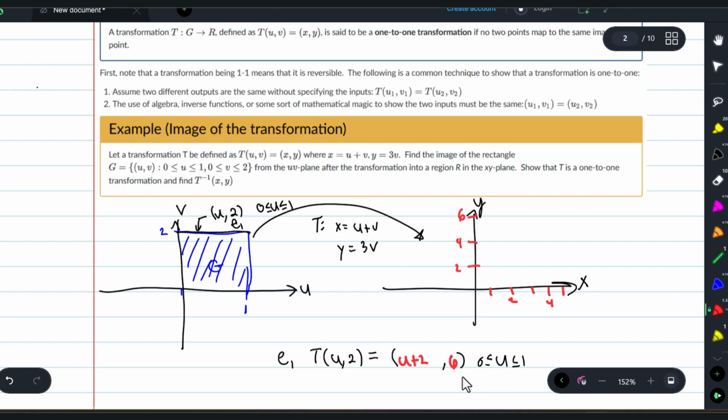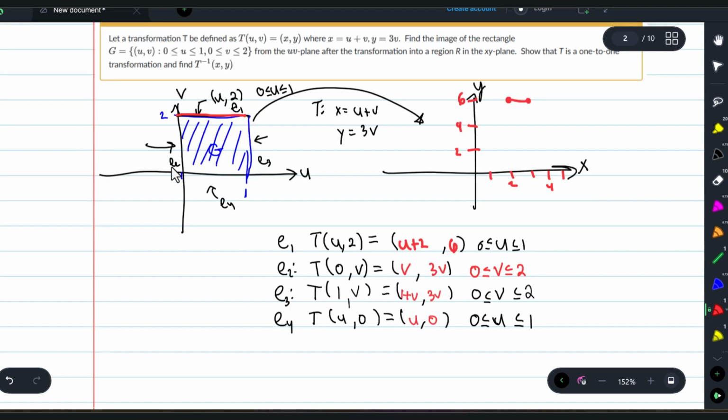I'm going to go ahead and plot when u equals 0. I have my starting point of the edge, which happens to be 2, 3. When u is equal to 1, I get my x coordinate is 3 and my y coordinate is still 6. As u goes from 0 to 1, I'm going to connect these two dots because only the x coordinate is changing linearly according to this. Thus, we've mapped the top edge, and we do the same things for the rest of the edges.